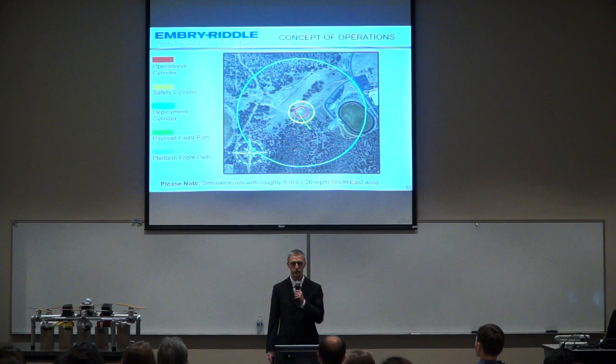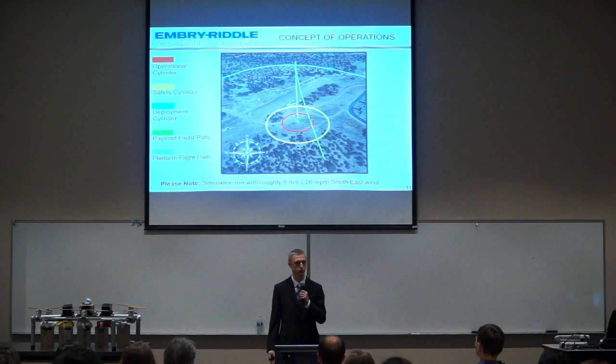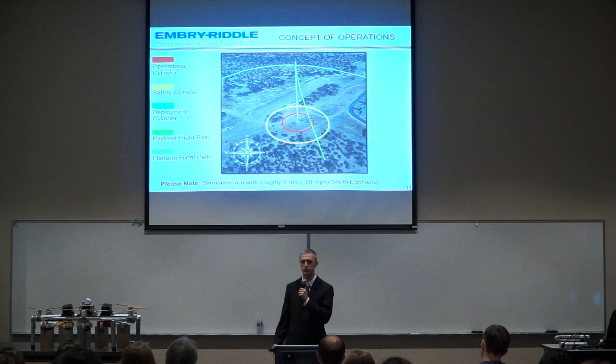Moving on to a little better view of that, you can see that the gray line represents the flight path of the platform. Since it is controlled, it stays within the operational cylinder of the platform. The green line representing the flight path of the payloads, however, is not controlled once they are deployed from the system. And since this simulation was run in MATLAB with a 9 meters per second wind speed in the southeast direction, it actually causes the payloads to drift outside of our safety cylinder. Now, this does not constitute mission failure as they remain within the deployment area.